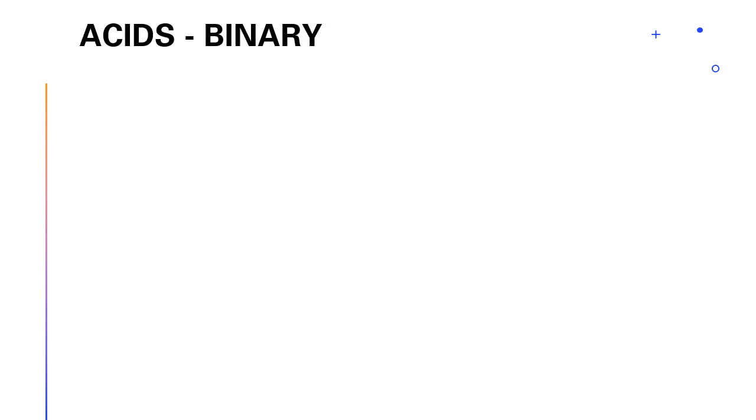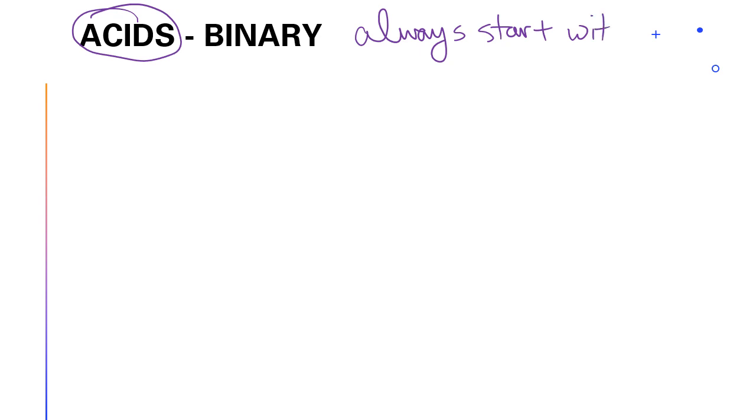All right, so the last type of substance we're going to learn how to name is acids. And so acids are special because they always start with hydrogen. Acids will always start with hydrogen. Let's try that again. Hydrogen.